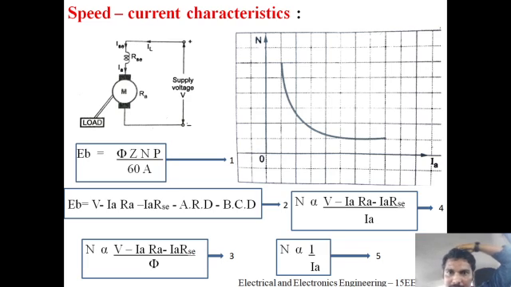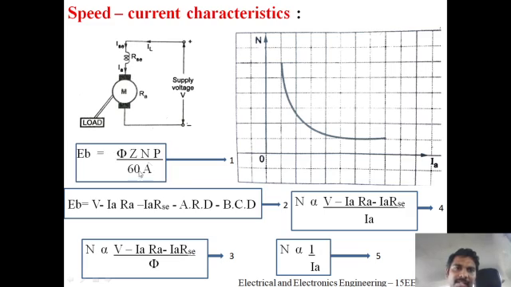So next step, you can observe the speed current characteristics of DC series motor. So here the speed versus armature current you can observe. The speed is represented in RPM, revolutions per minute. Here again we have to establish the relationship in order to analyze the relationship between speed and armature current. We are not having a direct relationship for this. So we have to establish it with the help of some equation, that is EB.